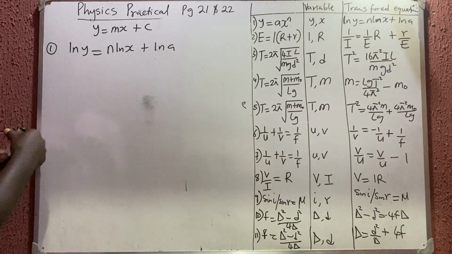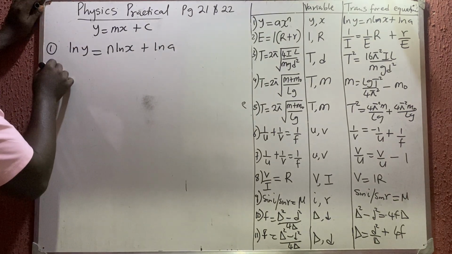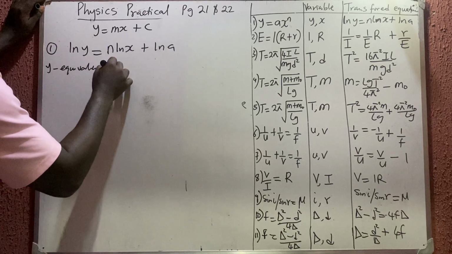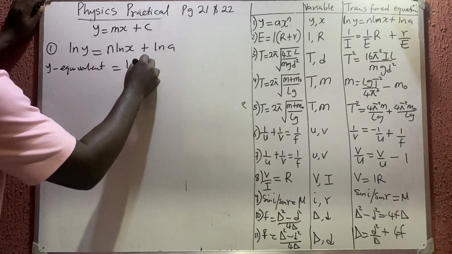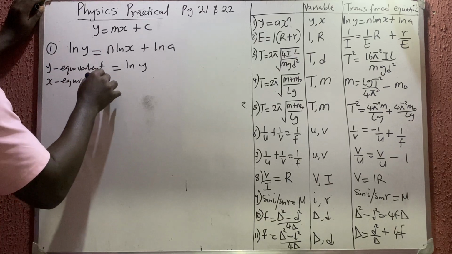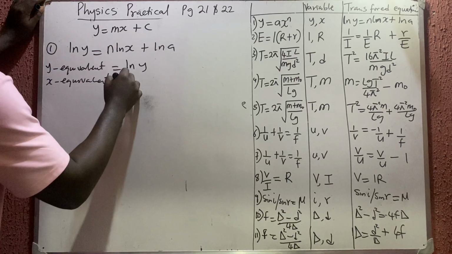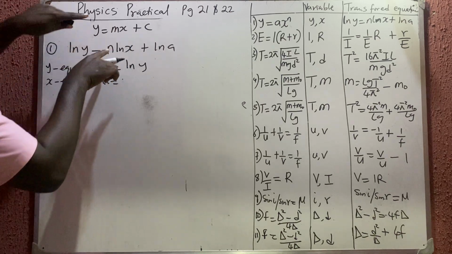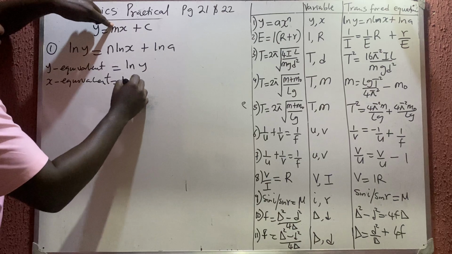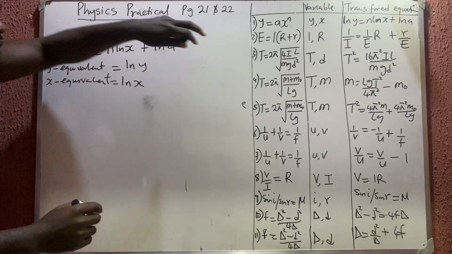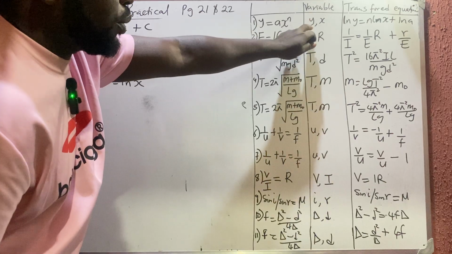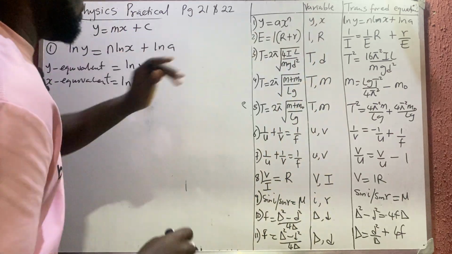So now comparing this to this, you will see that y equivalent is equal to ln y. Then our x equivalent is equal to what? Now compare this to this, you see that your slope is n, so your x equivalent is going to be ln x. Why? Because the variable is telling you what you are plotting, that we are plotting y against x. So that is why we have this.